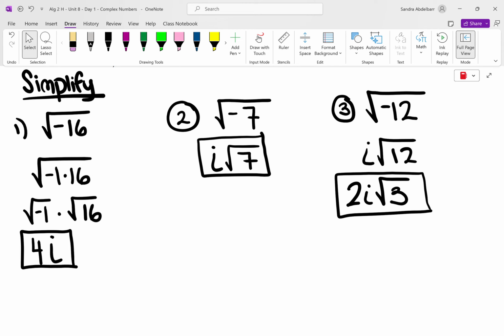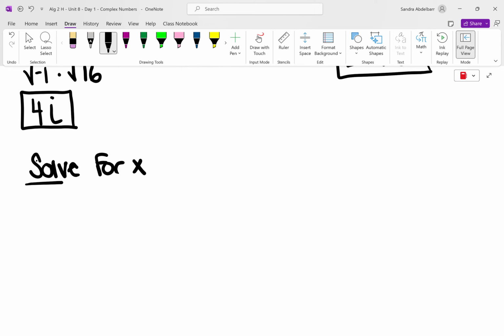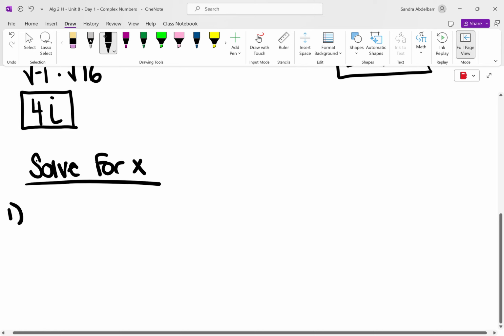All right, now when we're simplifying radicals, remember, we always account for just the positive version. So when I have the root of 16, I only account for the positive 4. But when we're solving for a variable, am I allowed to only account for the positive? No, we have to account for positive and negative. So when you're simplifying, it's just positive. When you're solving, you need to account for positive and negative.